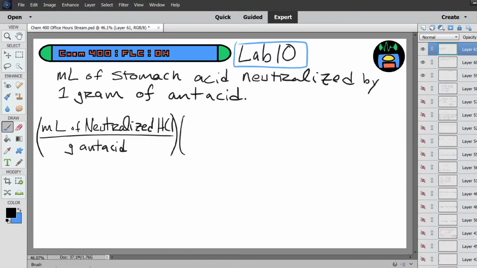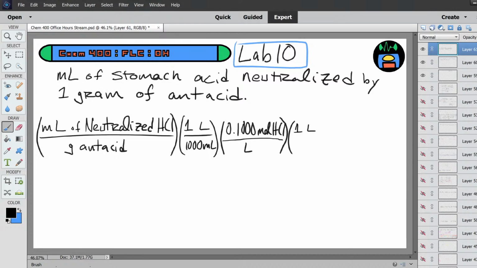Then they have 1 liter per 1,000 milliliters. Then they have 1,000 moles of HCl over liters. Then they have 1 liter over 0.14 moles of HCl times 1,000 milliliters per liter.